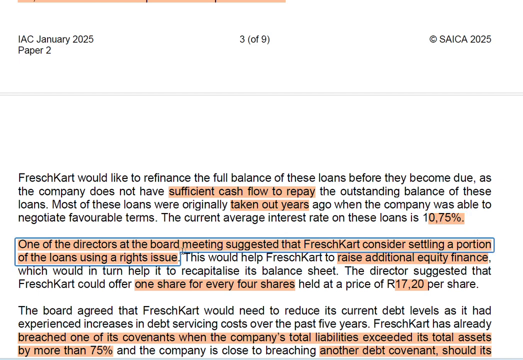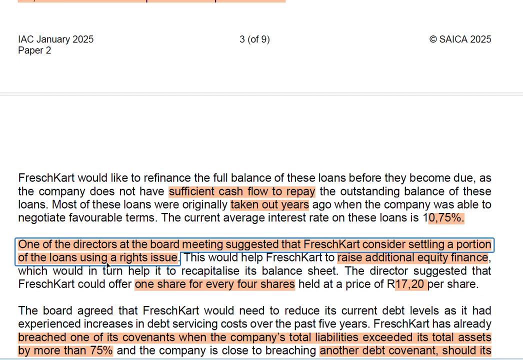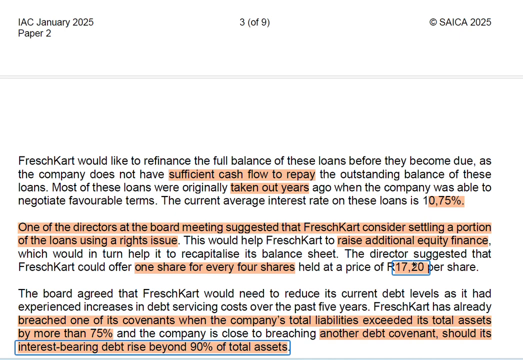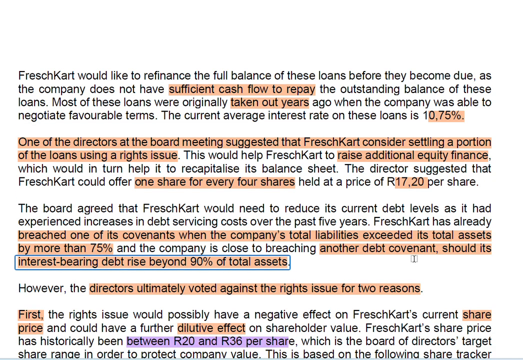One of the directors at the board meeting suggested that the board consider settling a portion of the loan using a right issue. That will raise additional equity finance. They stated that if they go forward with the right issue, there will be one share for every 4 shares outstanding, and the right issue price will be 17.20, so it will be 17 rand 20 cents.